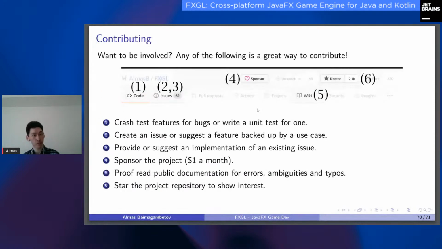Right, so if you want to be involved with FXGL, it's a fully open source project, so you can engage with it on GitHub. Any of the following ways is a great way to contribute. You can crash test features for bugs or write a unit test. You can create an issue or suggest a feature. You can provide an implementation of an issue. You can sponsor the project, which starts at $1 a month, and you can cancel at any time. You can proofread documentation for errors. And finally, you can start a project repository to show interest.